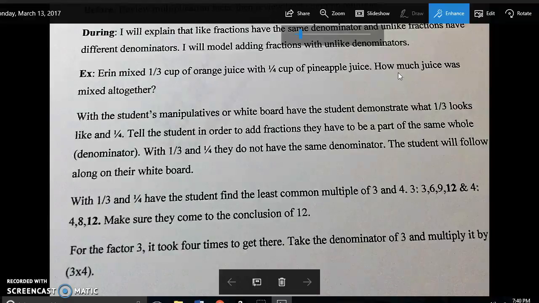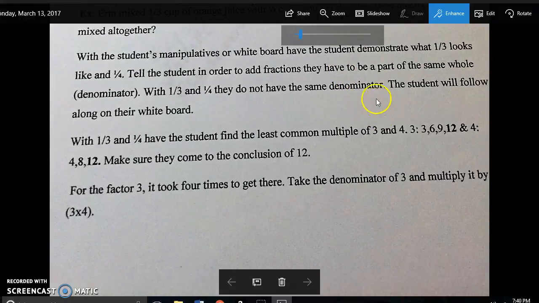For 3, the student did 3, 6, 9, 12 as shown. And for 4, 4, 8, 12. So the student came to the conclusion of 12. I made sure because that is the answer. For the factor of 3, it took 4 times to get there. And so 3 times 4 would make it 12.